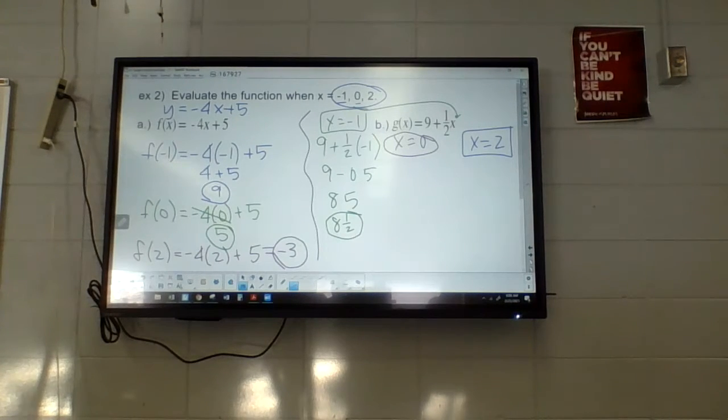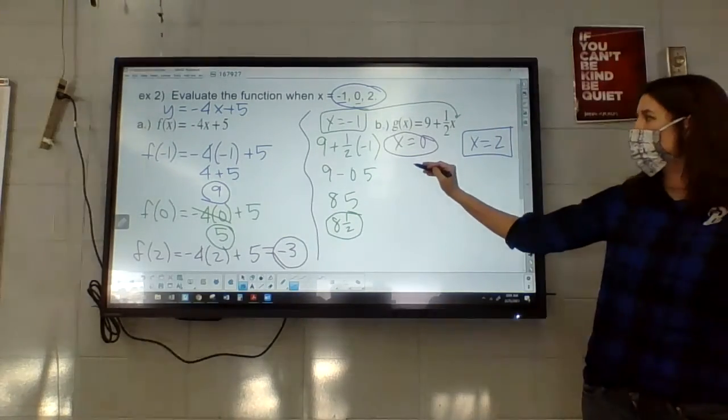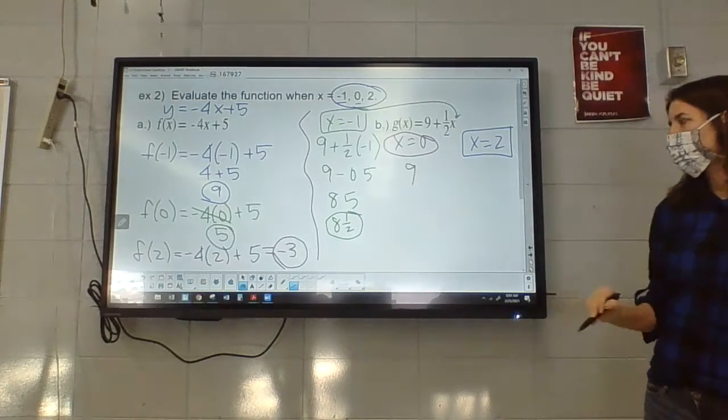So when x is 0, what do we get? 9. You just get 9, because this just becomes 0. So the value of the function would just be 9.